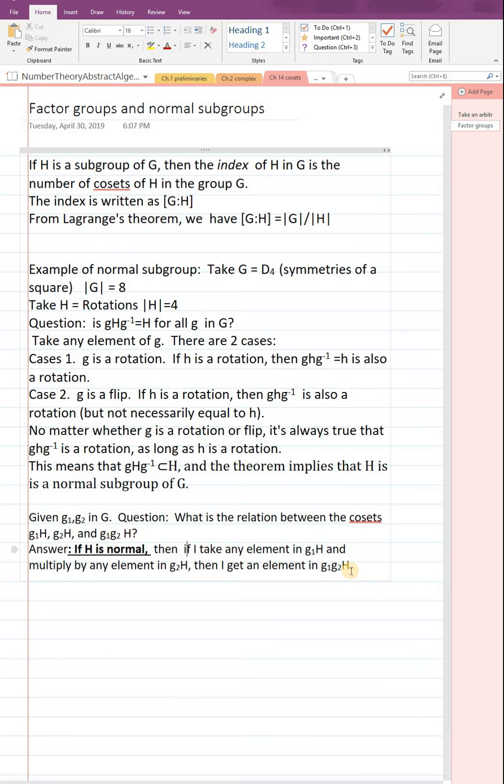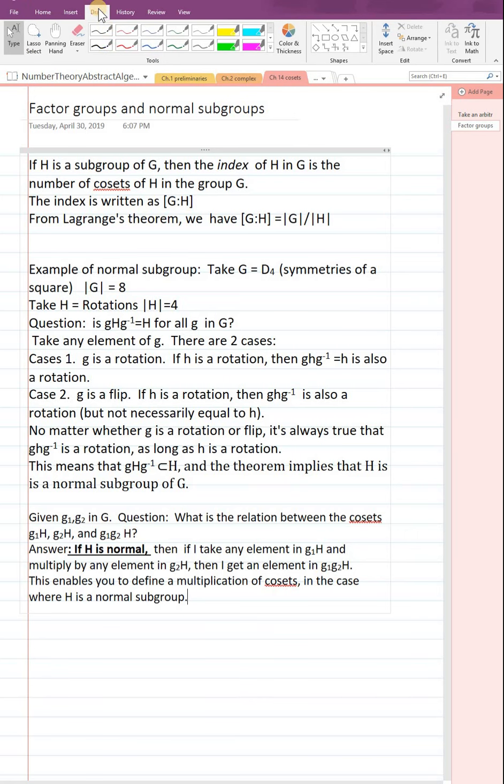And what this enables you to do is it enables you to define a multiplication of cosets in the case where H is a normal subgroup. All right, so we can draw. I don't know if we can draw a good picture, but we can try.